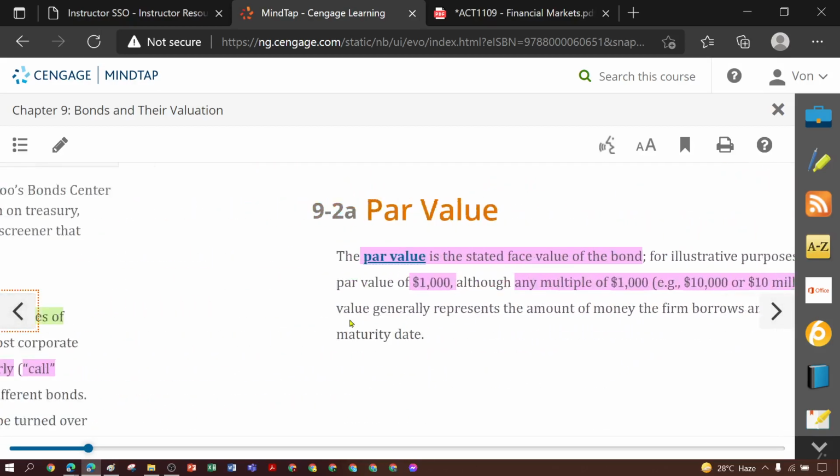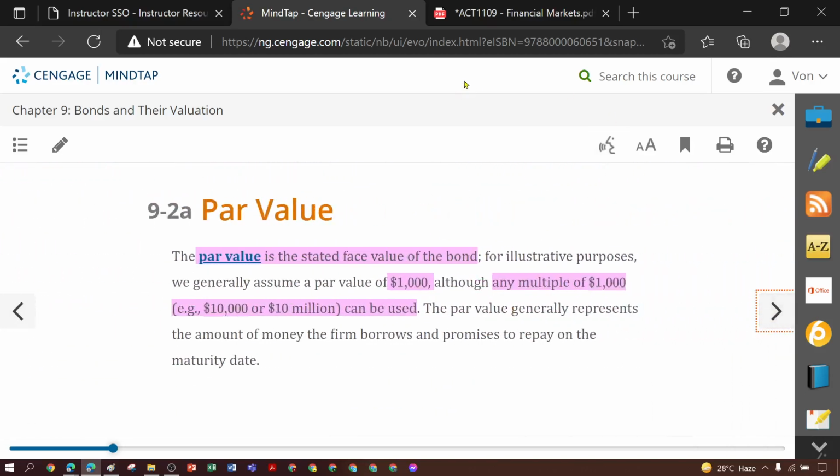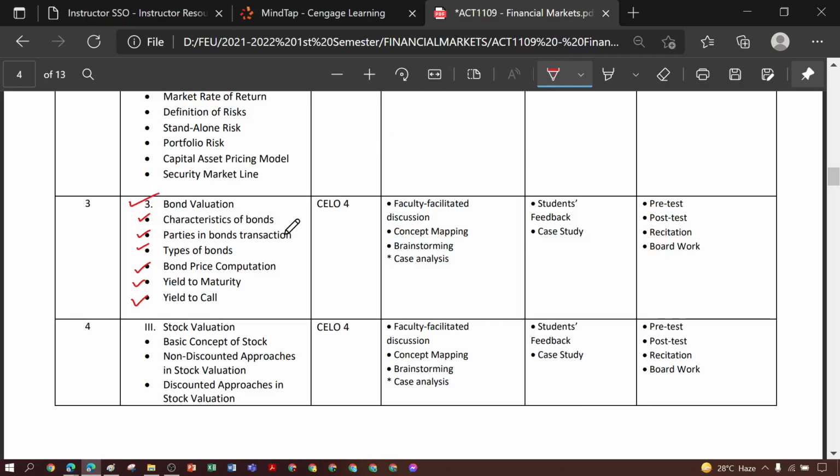Okay. So, isa-isayin natin, no, yung mga characteristics ng bonds. Ito. Yung unang bullet point dito. Characteristics of bonds. Ayan. Underline lang natin. Para makita mo siya.